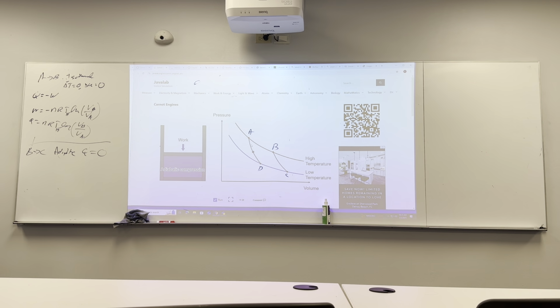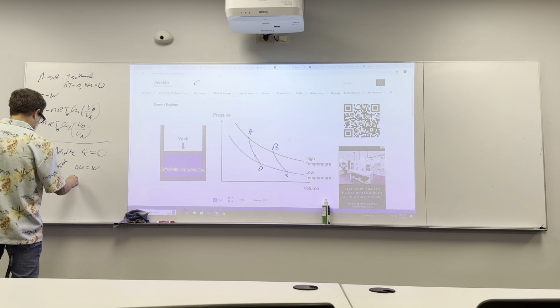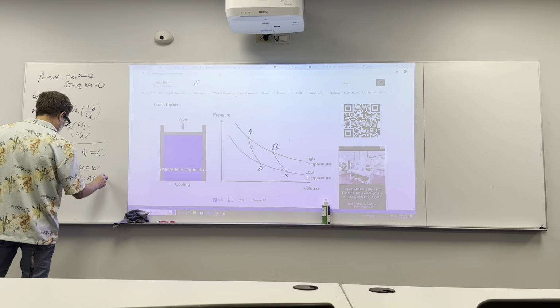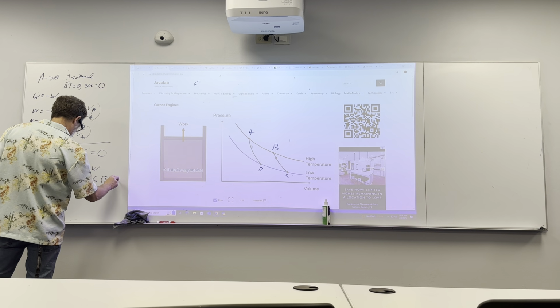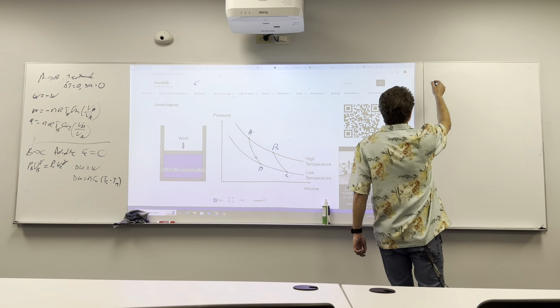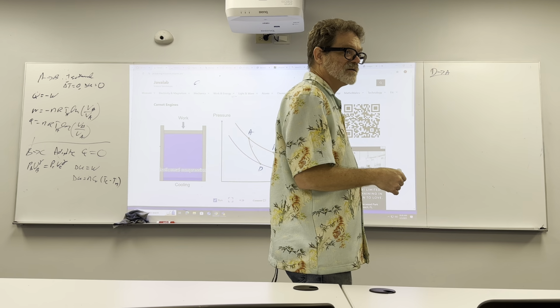That means PB VB to the gamma equals PC VC to the gamma. That's the adiabatic process, right? Q is zero. That means delta U is equal to the work and is equal to nCV delta T, which would be what? T cold minus T hot. Right, you guys with me on that process? Okay, D to A. What is that? Mary. D to A.